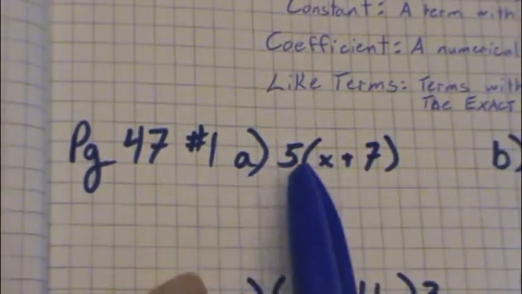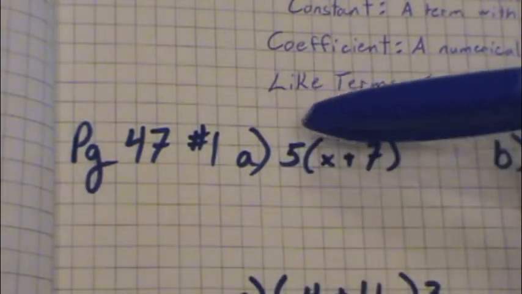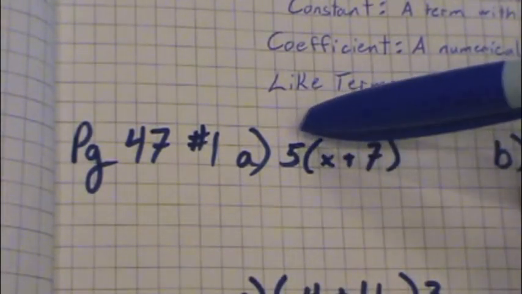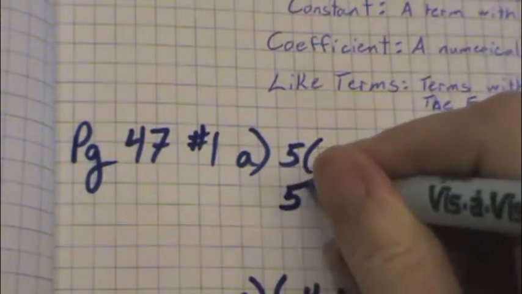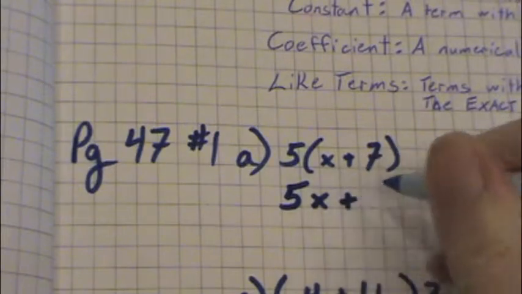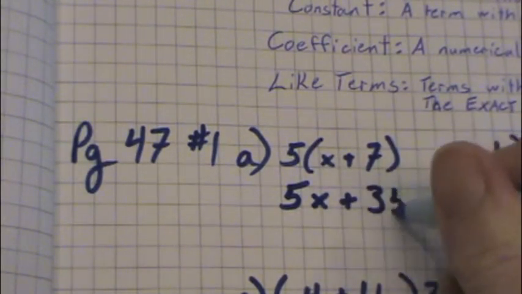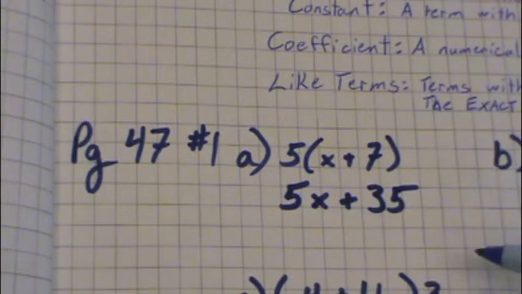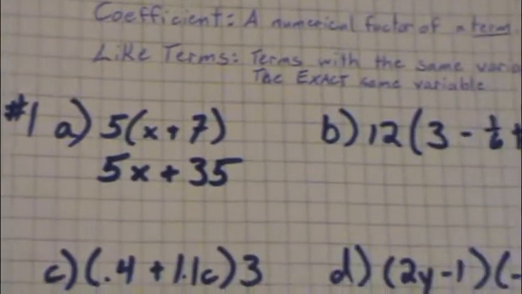So here's the first one. Letter A is 5 times the quantity x plus 7. Well, we're going to distribute this 5 over this x and over this positive 7. So we end up with 5x plus, I could write down 5 times 7. I'm feeling confident, I'm going to go ahead and write down 35. All right, that is as much as you can simplify that expression.